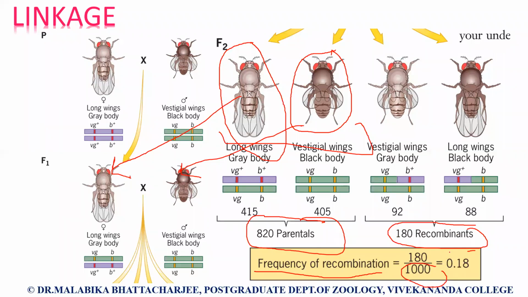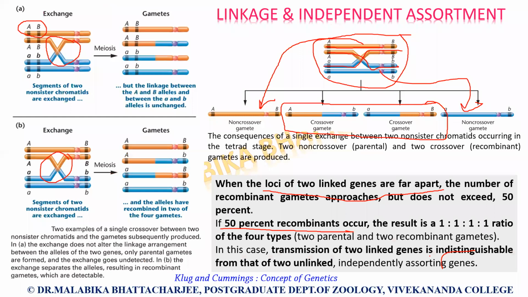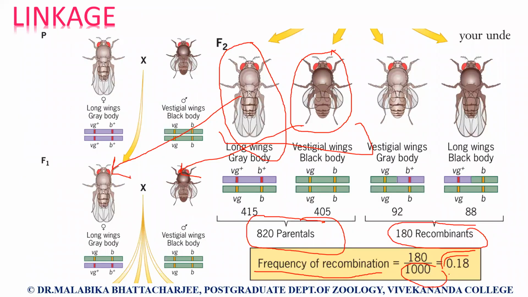So the percentage of recombination is 0.18.